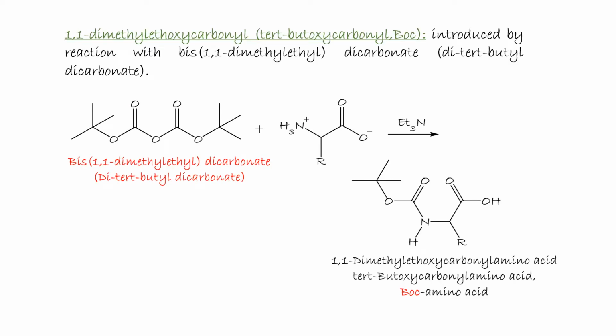The second method is to use 1,1-dimethylethoxycarbonyl, tertiary butoxycarbonyl, abbreviated as BOC, introduced by the reaction of bis(1,1-dimethylethyl) dicarbonate, or we can call it di-tertiary butyl dicarbonate. Upon reacting this reagent with an amino acid in the presence of triethylamine, that will form the amide bond and provide us with BOC protected amino acid.